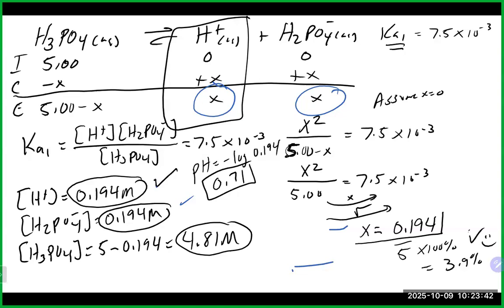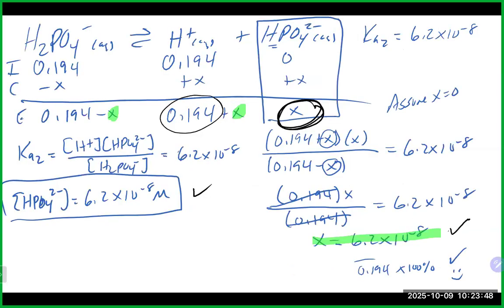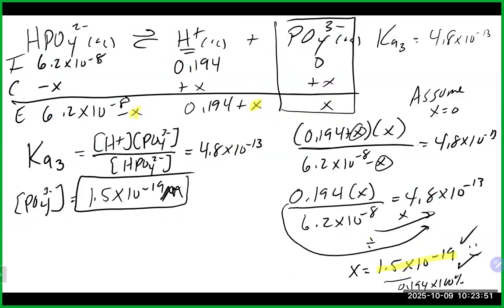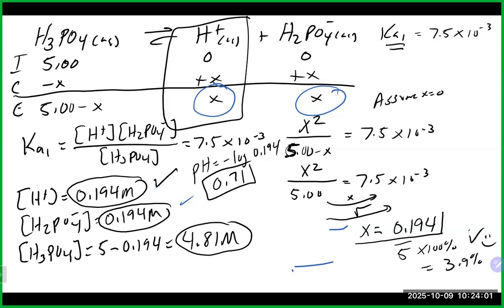If you have a problem, like this one, where you have to figure out everybody's concentration, it may require you to go to the second step. And here we had to go to the third step because that's the only place where we find phosphate. So you had to go all the way to the third hydrogen coming off. Any questions on polyprotic acids and how to deal with those calculations?